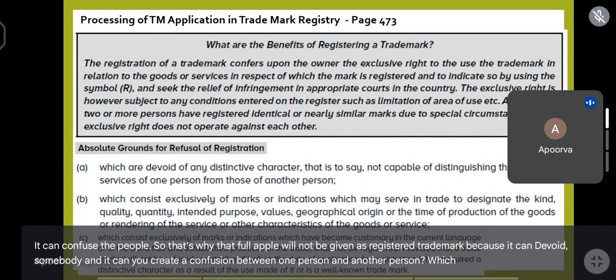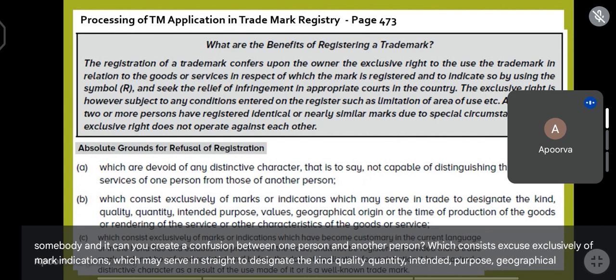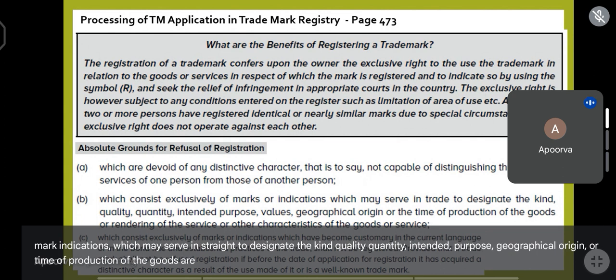B, marks which consist exclusively of indications which may serve to designate the kind, quality, quantity, intended purpose, geographical origin, or time of production of the goods, or of rendering the services, and other characteristics of the goods or services.